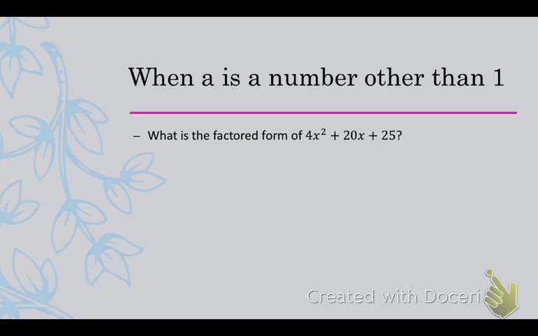When a is a number other than 1, it's still the same process, just a little bit different. We're still going to take the square root of the first term and the square root of the last term. The square root of the first term is 2x, and the square root of the last term is 5, and this is positive, so 2x plus 5 squared.